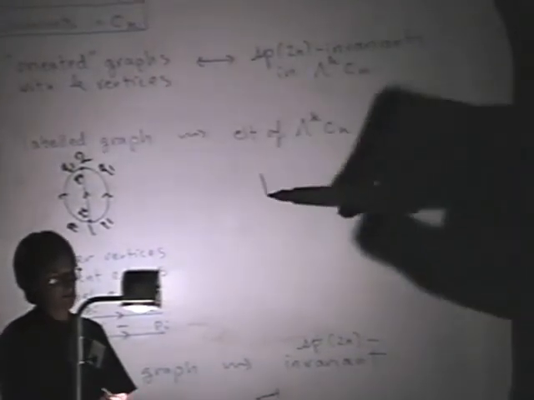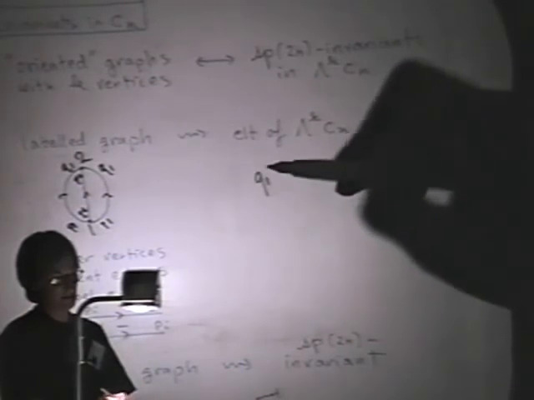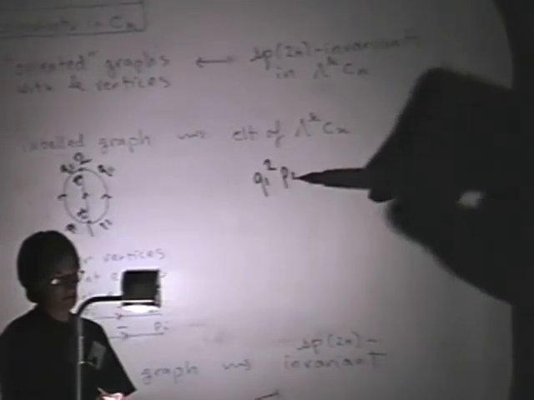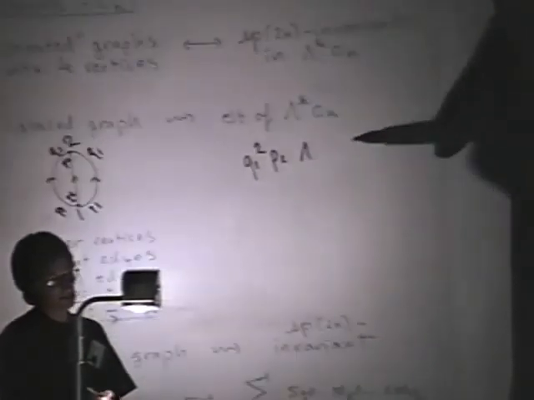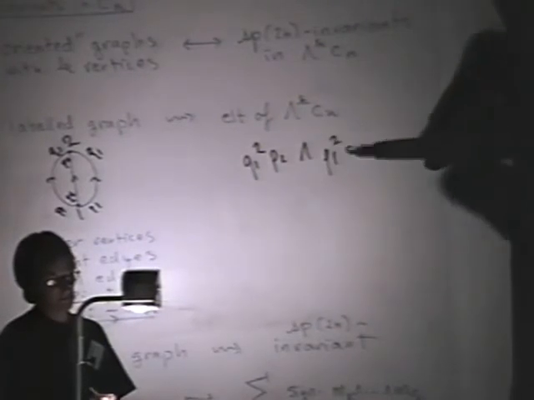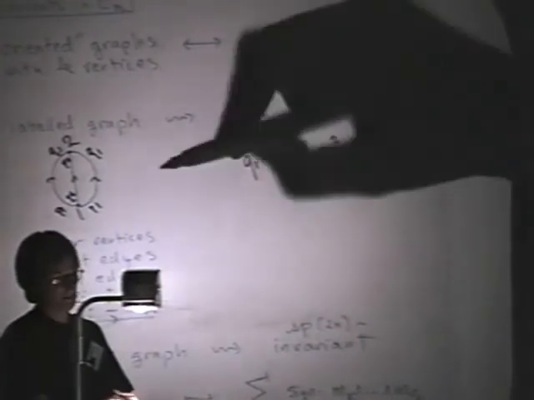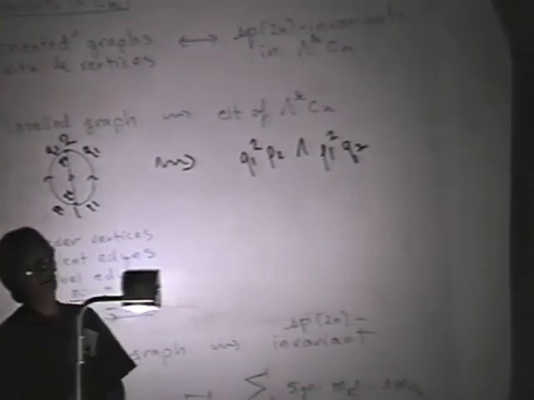What do I have? q1 squared, p2, wedge p1 squared, q2. So whenever I successfully label a graph, I get an element of the exterior power.